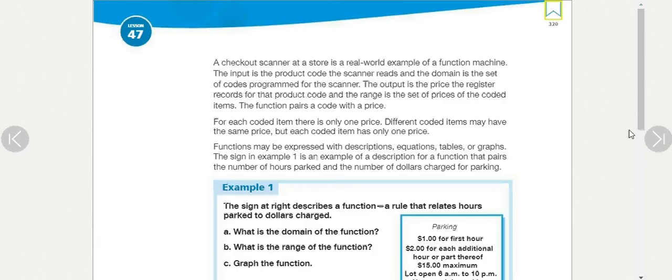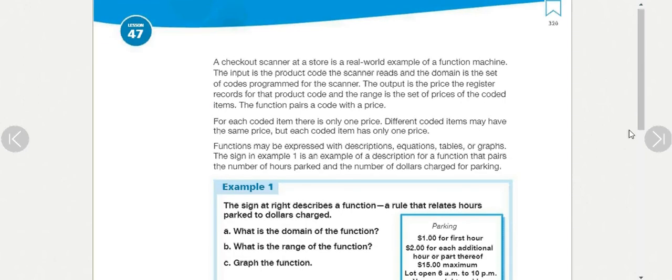And a good real-life example is a checkout scanner. It is a function machine. The domain, the x value, is what the barcode tells it to cost. So you swipe it, beep. That's the input. The scanner processes like a function machine, and it gives you the output, which is the set of values, the prices. You should always get the same price when you swipe the same UPC.